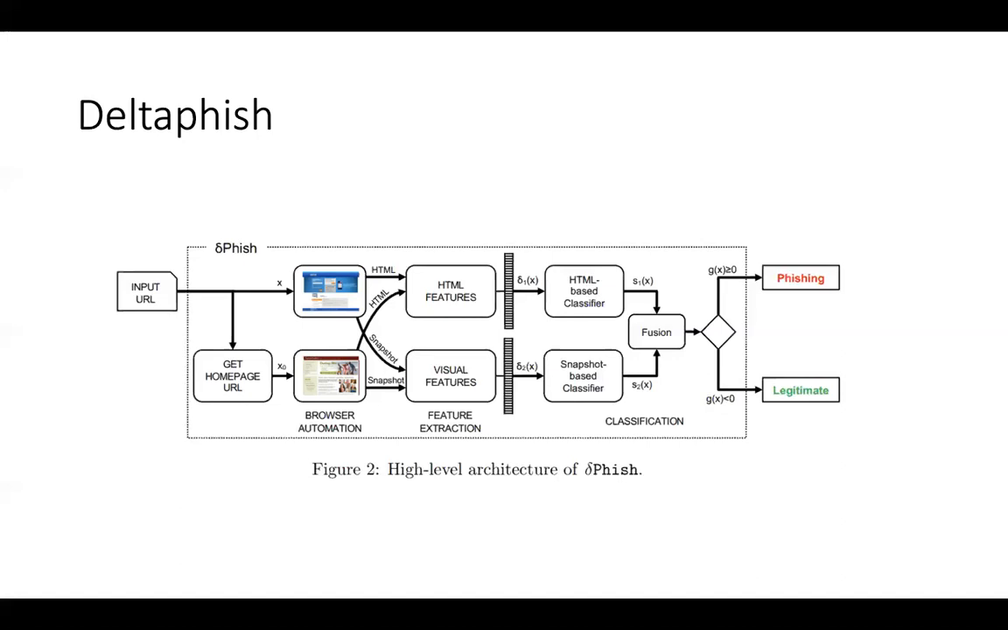So basically, in this DeltaPhish network, you can see that from the input URL, you get X and X naught, where X naught is the homepage URL. And then they extract the HTML features and visual features. Visual features are basically where they compare the pictures of the two web pages and then put them into their classifier. So first, I'll talk about the HTML features.